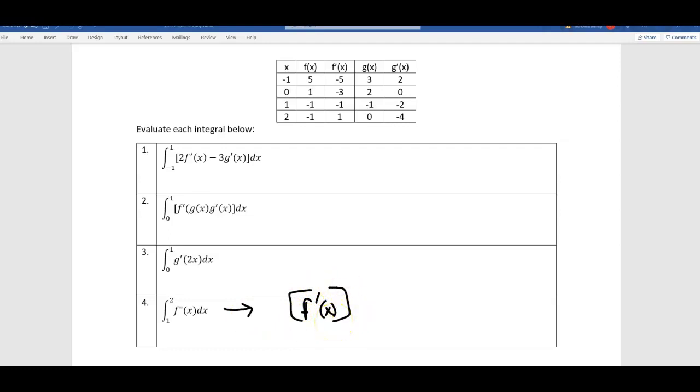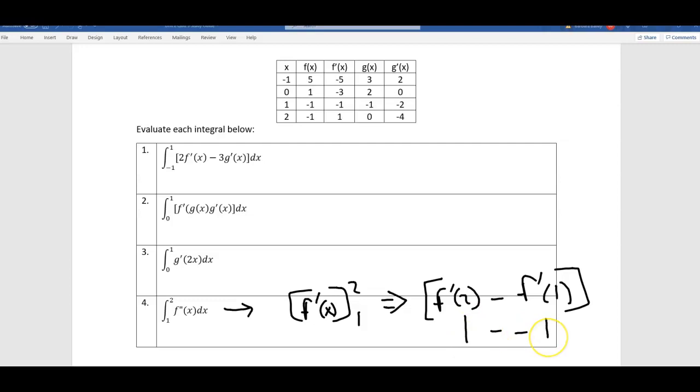Since I'm not doing u sub on mine, I'm not going to be changing the limit. But like I said, I don't know on your quiz if you end up with one like this, whether or not it's going to be a u sub or not. But anyway, so we have f of 2, f prime of 2 I mean, minus f prime of 1. And so f prime of 2 is 1, and f prime of 1 is negative 1. And so final answer there is going to be 2. Final answer. So those are your FRQs.